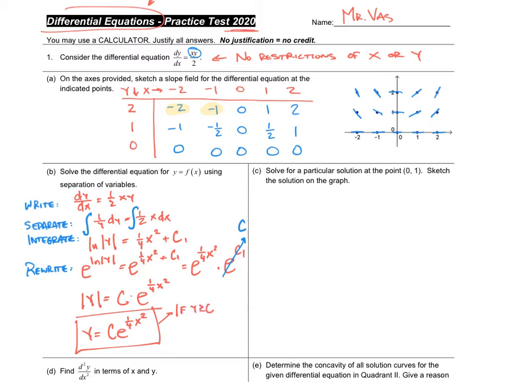If y is greater than or equal to 0, then C will be greater than 0. If y is less than 0, then C will be less than 0. And that's basically taking care of the piecewise nature of the absolute value of y. Okay, now we've solved this. This is our general solution.